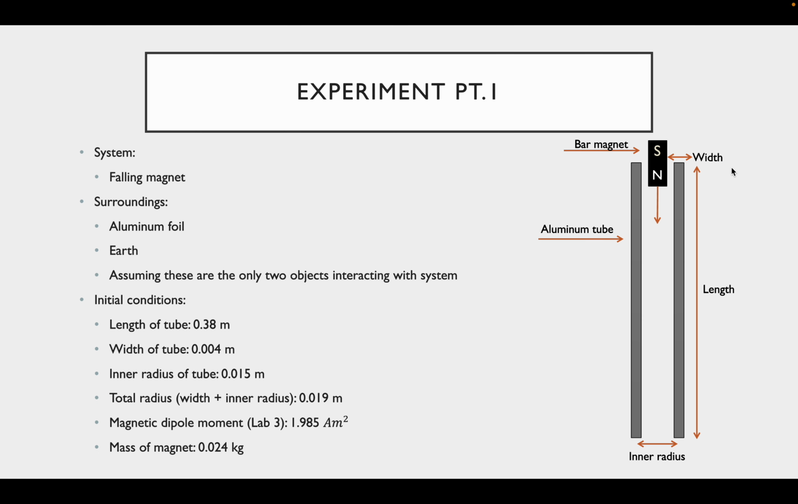So in terms of the experiment, here's an observational model on the right to show what was actually occurring with a magnet falling through the aluminum tube. The system is the falling magnet, and the surroundings are the aluminum foil and the Earth, since we were assuming these were the only two forces acting and interacting with the system. The initial conditions are shown here. The length of the tube was 0.38 meters, the width of the tube was 0.004 meters, the inner radius of the tube was 0.015 meters, the magnetic dipole moment from lab 3 is 1.985 ampere meters squared, and the mass of the magnet was 0.024 kilograms.